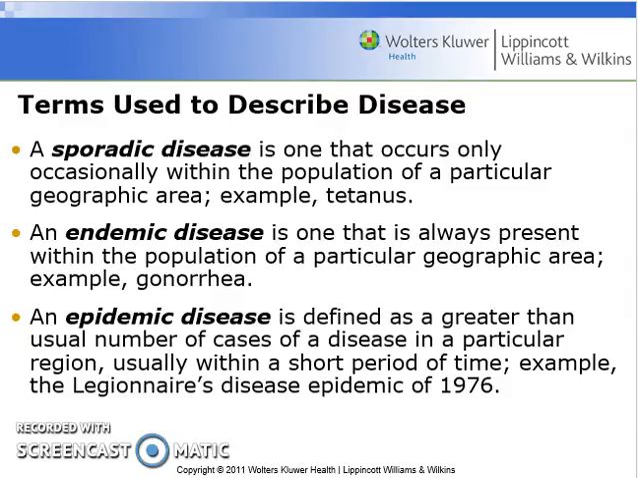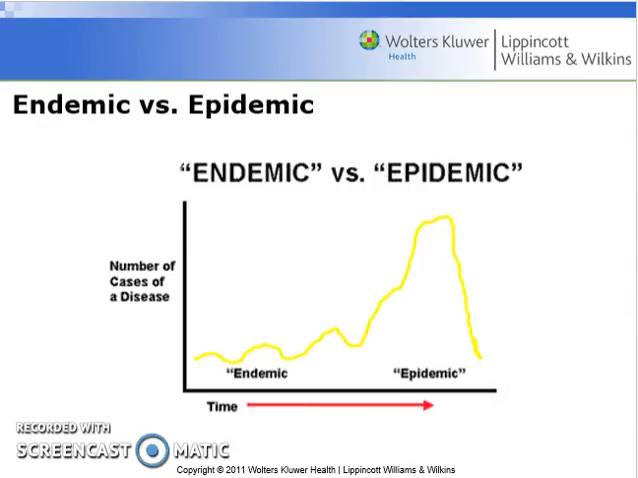Now, endemic and epidemic can be hard to grasp, but just remember with endemic, you're going to have a disease that's always present inside of a population. With epidemic, you're going to have a disease that's not normally present, but then all of a sudden something happens and you have a high prevalence, or a high number of cases, of the disease.